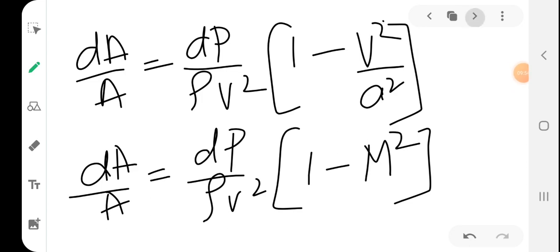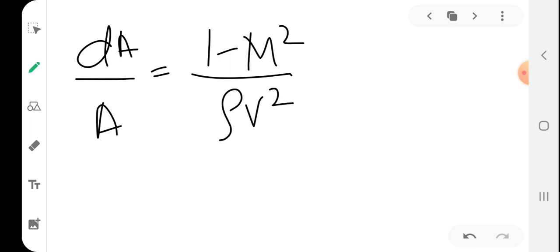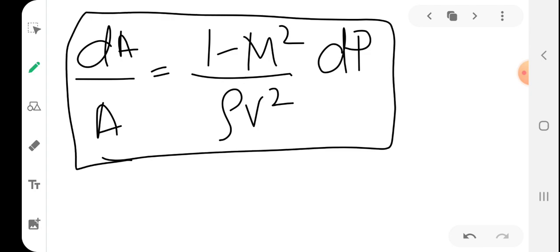So I am rearranging this equation to a better form. dA by A equal to 1 minus Mach square by rho v square into dp. So the change in area by original area is equal to 1 minus Mach square by rho v square into dp. This relation is the relation between change in area and change in pressure. It is a function of Mach number. So just keep this equation. This is a very important equation which can be used for various studies.